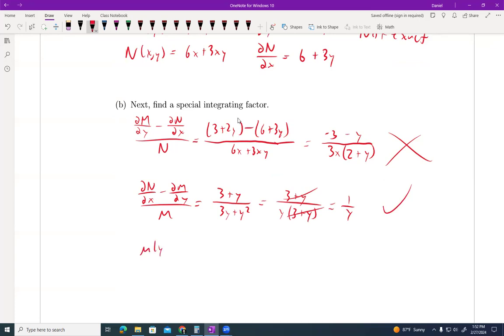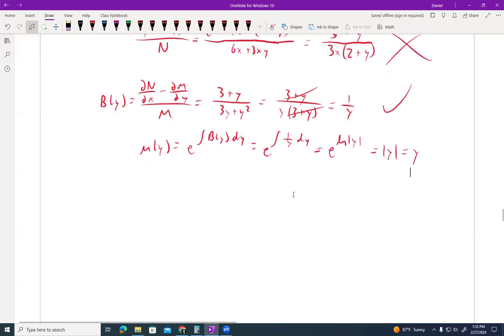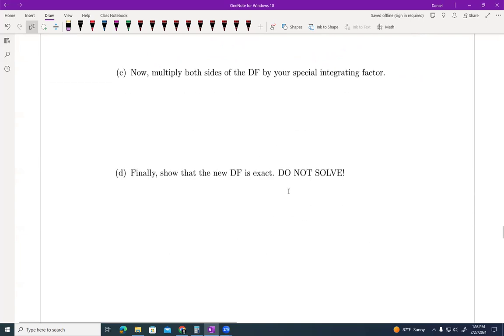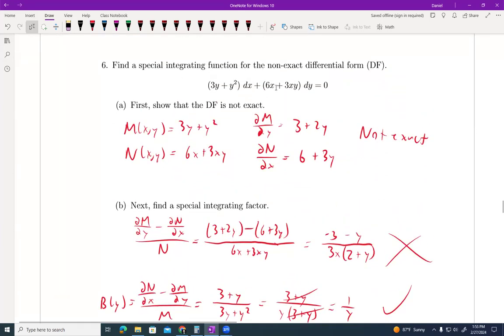So then mu of y is going to be equal to e to the integral of this thing, which I'm calling B of y, B of y dy. So that's e to the integral of 1 over y dy, which is just e to the ln of absolute value of y. The e and the ln cancel off. You get absolute value of y. And as we said before, we can drop the absolute value bars. Okay. So now that I have my mu of y, I'm going to multiply both sides of the equation by my mu of y. So I'm going to take this equation and multiply it by y all the way through.